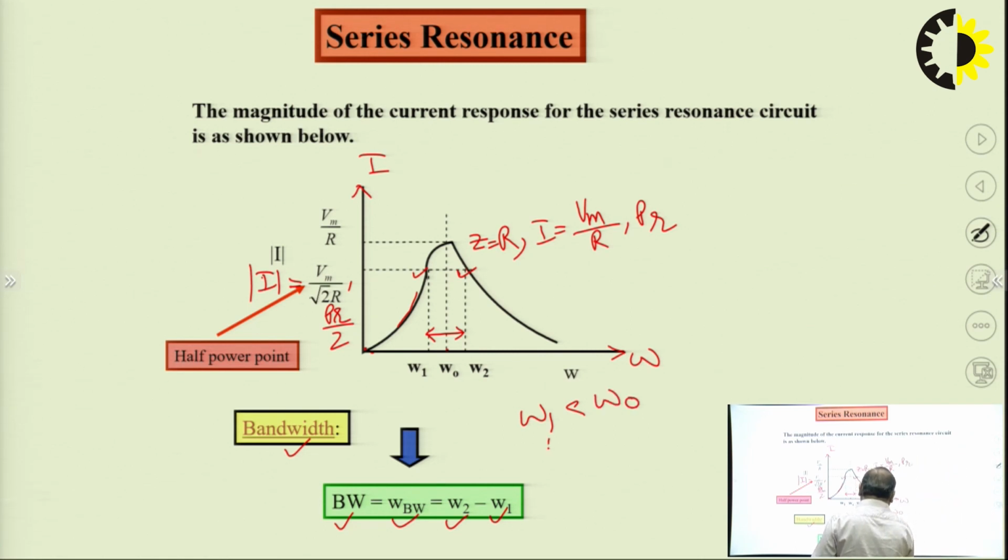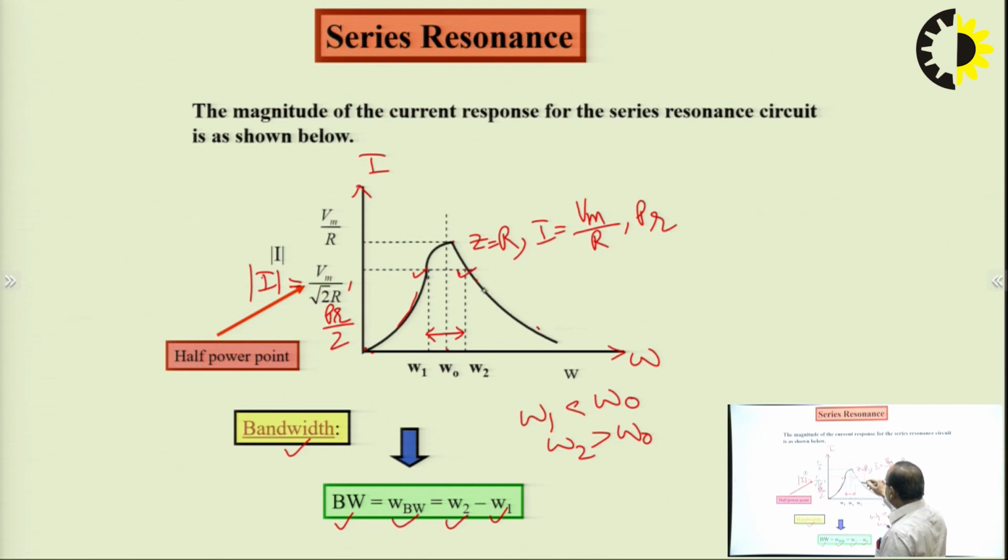And omega 2 is more than omega naught, so that is why it is the upper half power frequency point. So, we can say this bandwidth is the gap between the upper half power frequency point and the lower half power frequency point. Other than this, we can observe another thing. After this resonance frequency point, on increasing the frequency, the impedance will increase again, and due to the increase in impedance, the current will decrease simultaneously. That is the nature of the graph between current and frequency for a series RLC circuit, as observed from this.